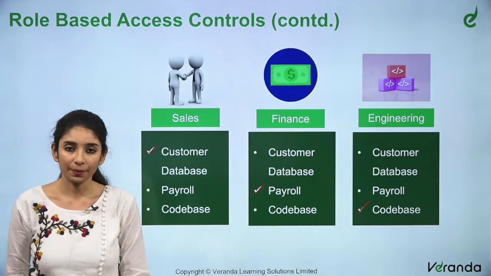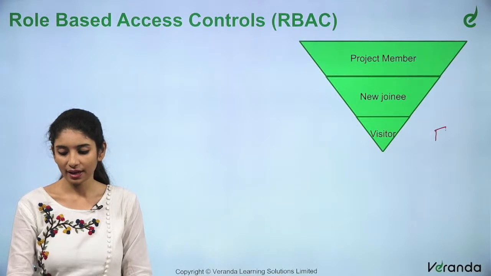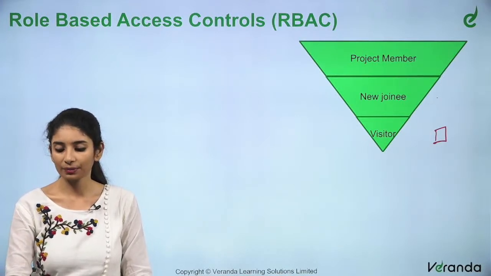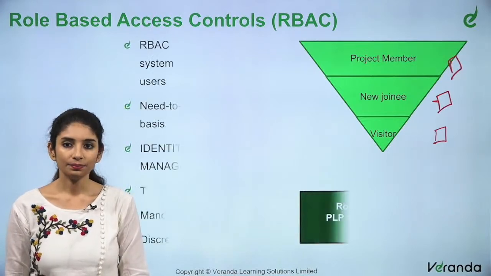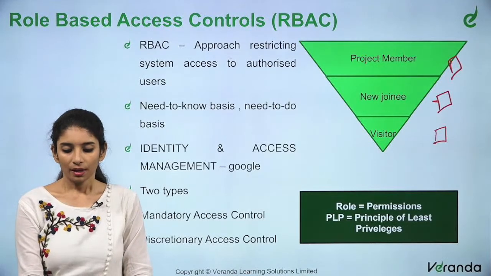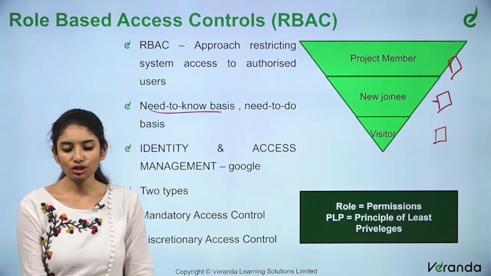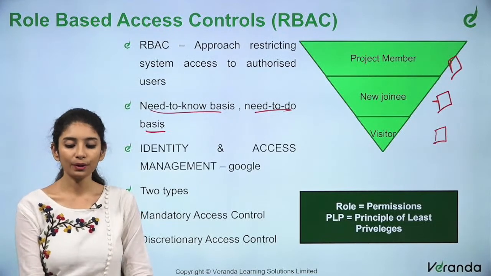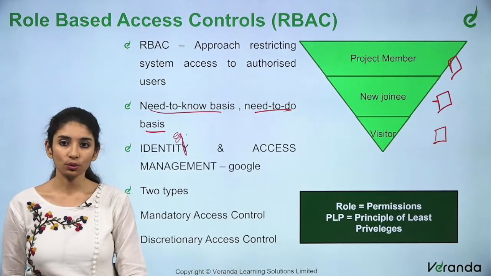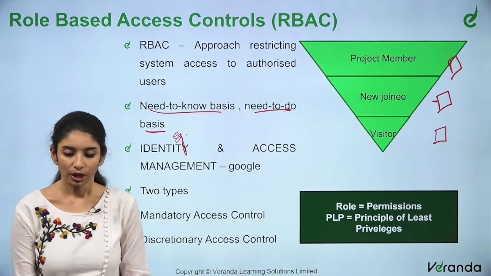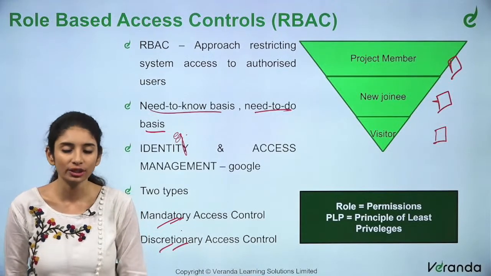For example, a visitor, when he walks into an office, gets an access card. That access card is different from the new joinee's access card, and it's different from the manager's access card, right? Okay. The RBAC approach restricts system access to authorized users. It is based on need to know and need to do basis. An example of RBAC software is Identity and Access Management, IAM by Google. Two types of RBAC: MAC and DAC, mandatory access control and discretionary access control.